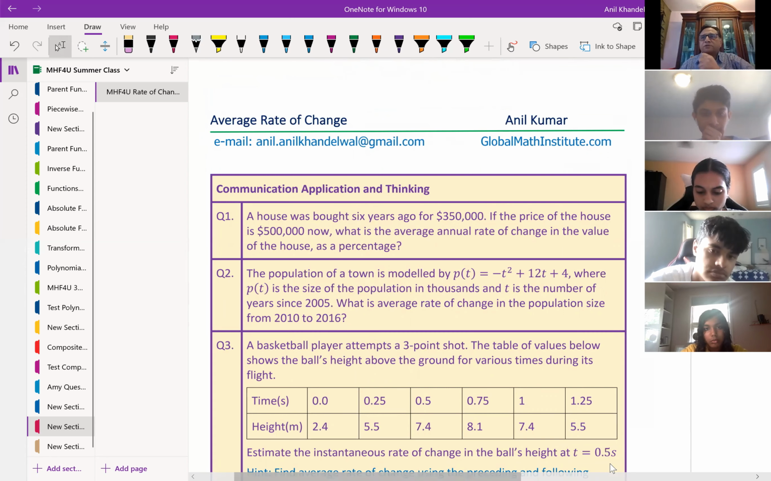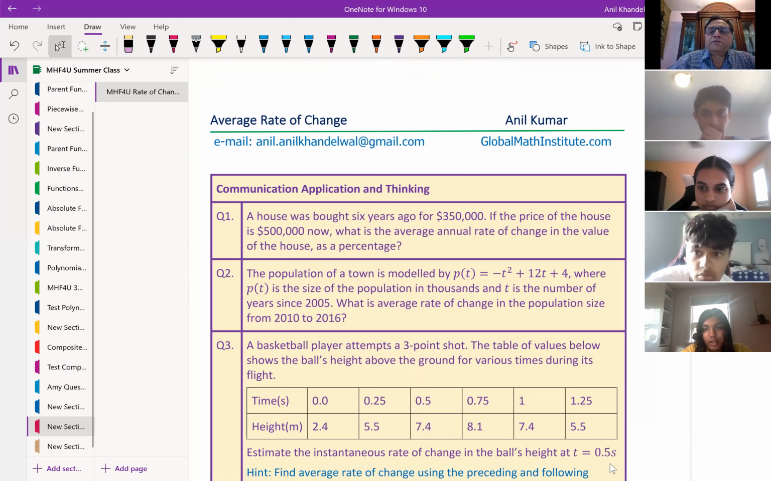Vishruta, can you read the first question and answer, please? A house was bought 6 years ago for 350,000. If the price of the house is 500,000 now, what is the average annual rate of change in the value of the house as a percentage? Tell me the answer.